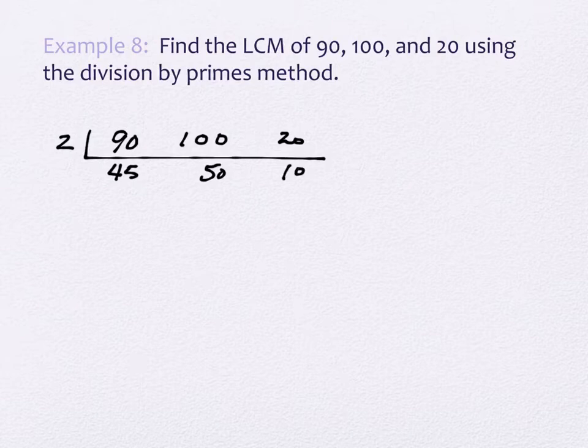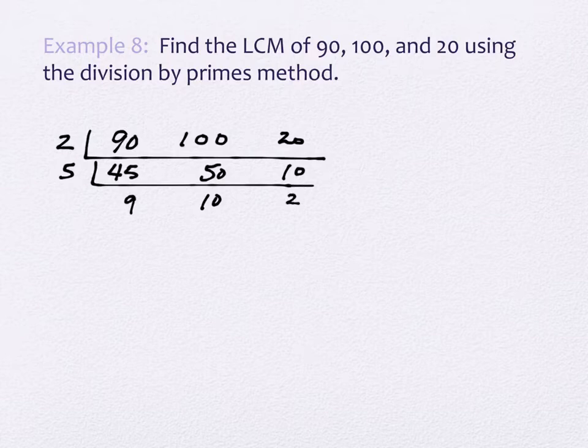Now, they don't all divide by 2 any longer, but what do they all divide by? 5. Okay, so 5's next. They all divide by 5. So that gives me 9, 10, and 2. Does that look okay?